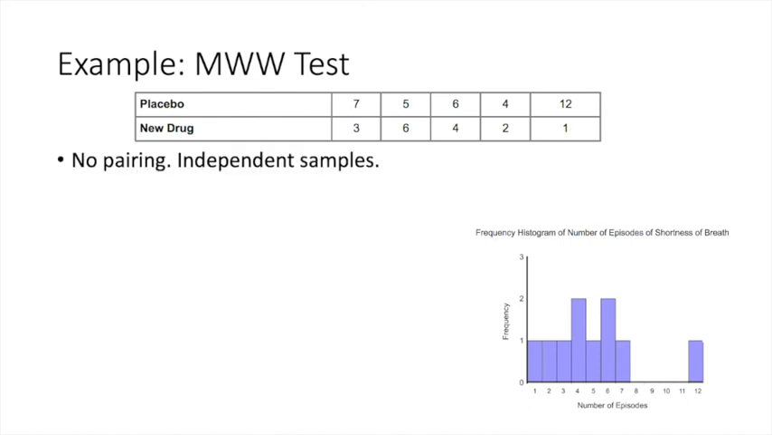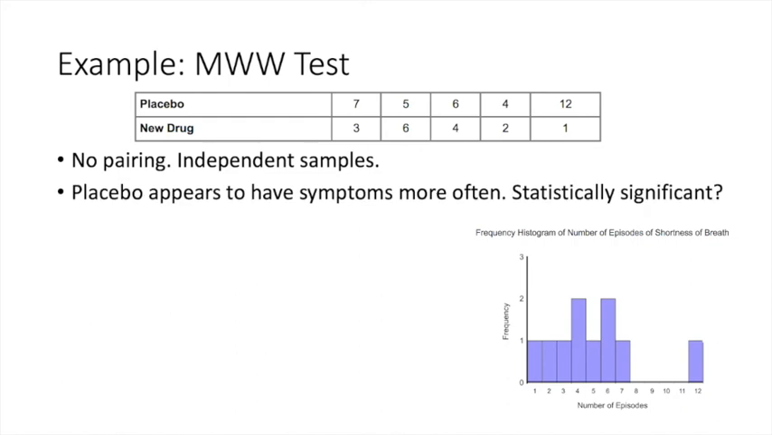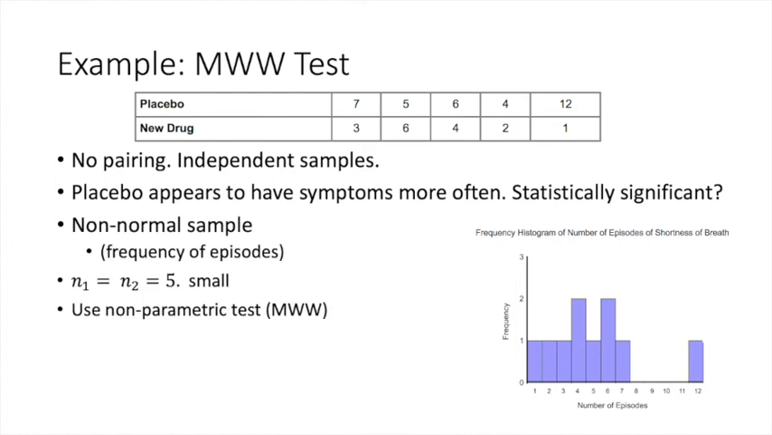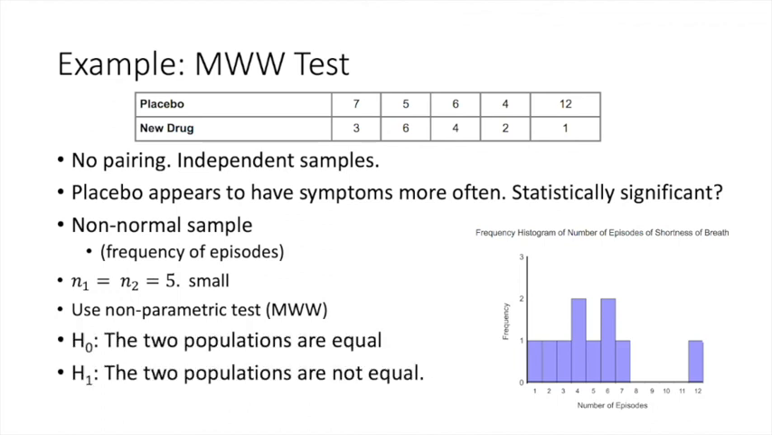The placebo appears to have symptoms more often. Question is, is it statistically significant? If we plot the frequency of the symptoms as in the figure, the distribution is not normal and the sample sizes are small. Hence, we must use a non-parametric test like the Mann-Whitney-Wilcoxon test. Our null hypothesis is that both the populations are the same, and the alternative hypothesis is that they are not.